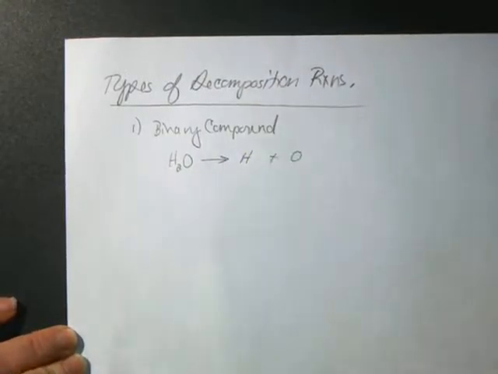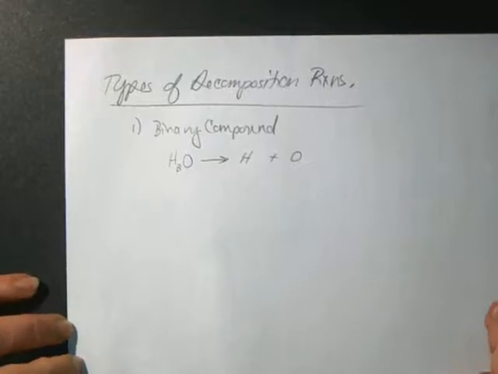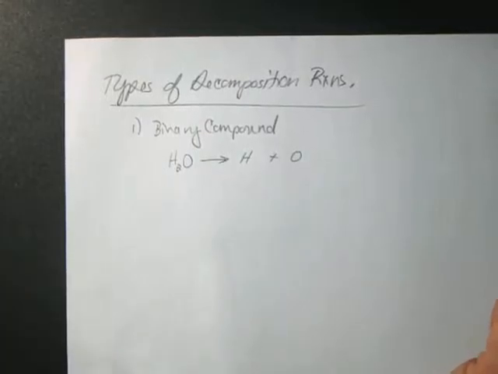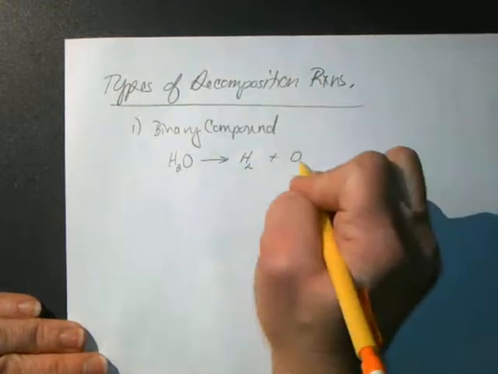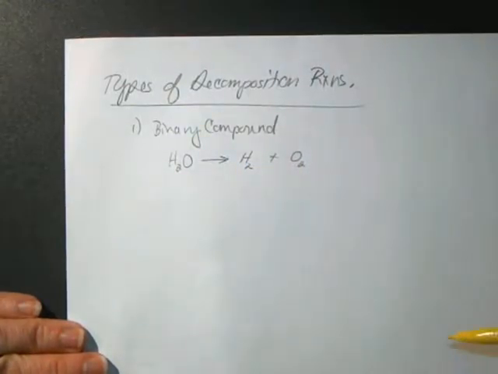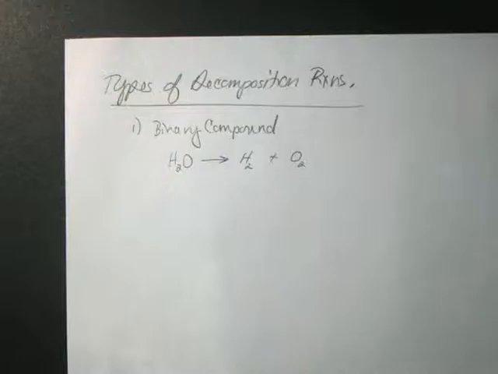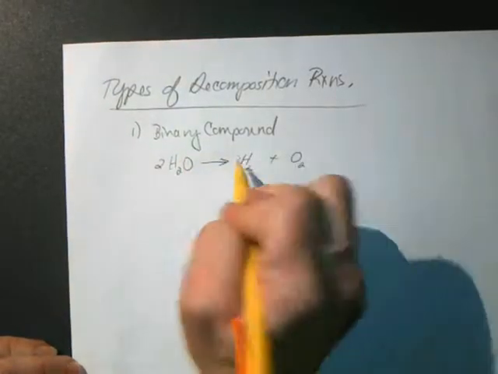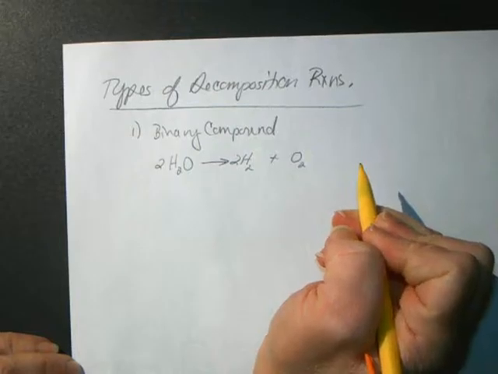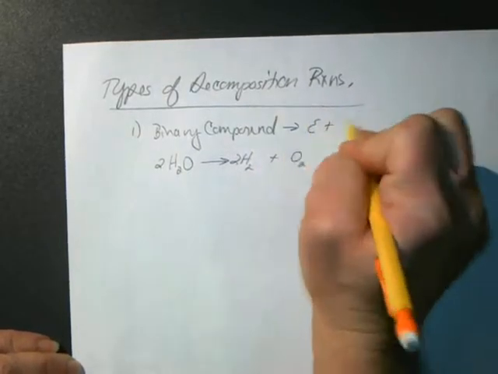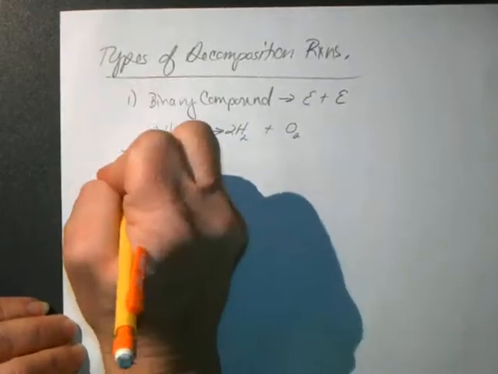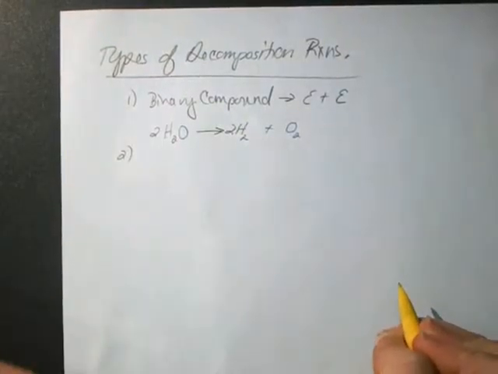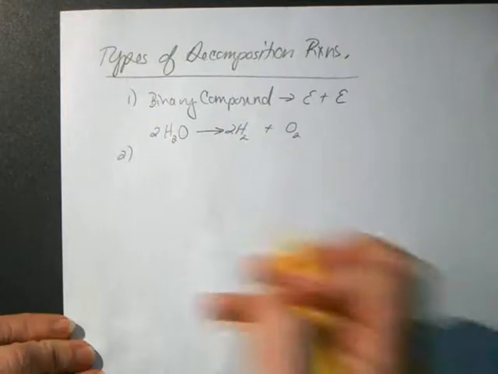When we are writing elements on their own, we always have to ask ourselves if they are diatomic. And we know our 7 diatomics, hydrogen being 1, oxygen being 1. So, to balance this, we would need a 2 and a 2. So, a binary compound will decompose possibly into an element plus an element. Well, let's look at the decomp that are opposites of composition.